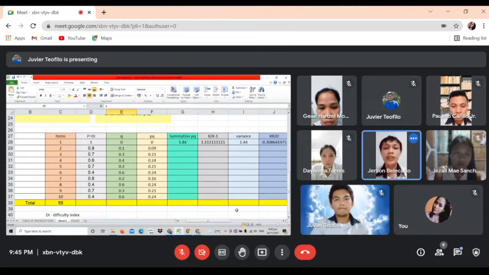And the third column is how to get Q. Q is equal to 1 minus the difficulty index. So 1 minus 1 is equal to 0, and for the second question, 1 minus 0.9 is equal to 0.1, and so on. The second part will be discussed by Ma'am Deanara Torres.